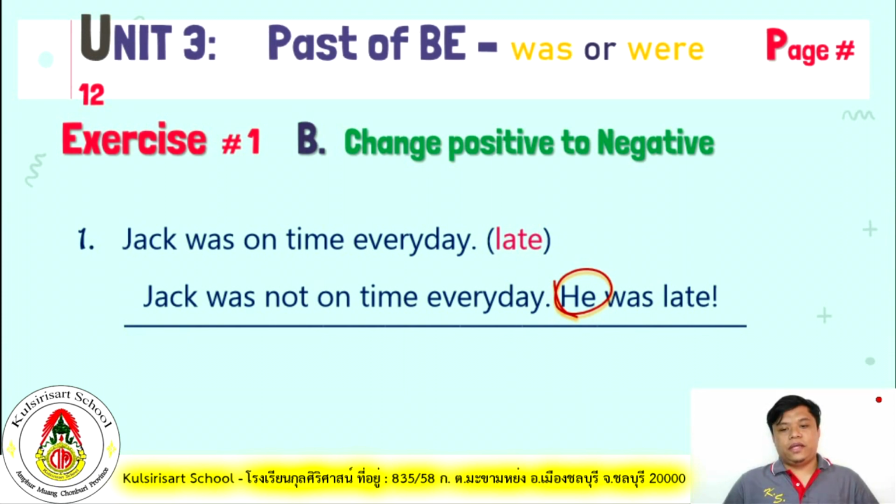Okay, let's try to answer also page number 12, exercise number 1, letter B. Change positive to negative statement, okay? So, number 1, we have here a positive or affirmative statement like Jack was on time every day. So we have a word here in the parentheses saying he's late. He's not really on time. So how do we change a positive to negative? How do we change affirmative to negative?